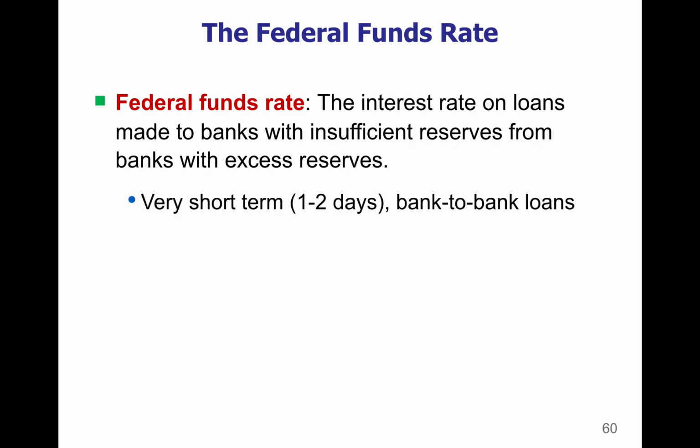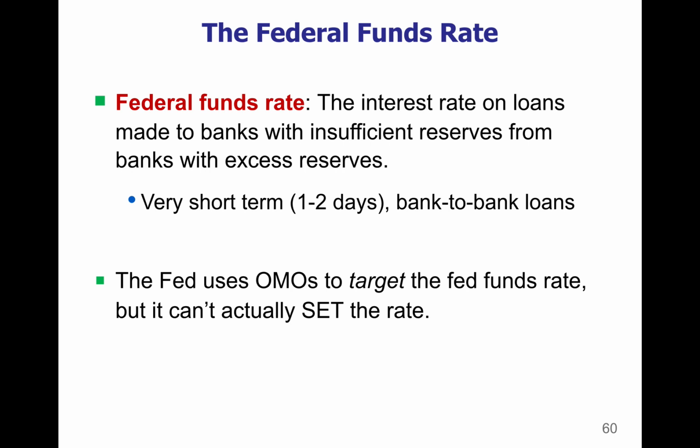So the federal funds rate is bank-to-bank loans. You typically only want to do this for really short-term loans, 1 to 2 days. And again, it's typically because a bank just miscalculated how many people would withdraw funds. So they only need a loan for 1 or 2 days. They pay it back easily at the federal funds rate.